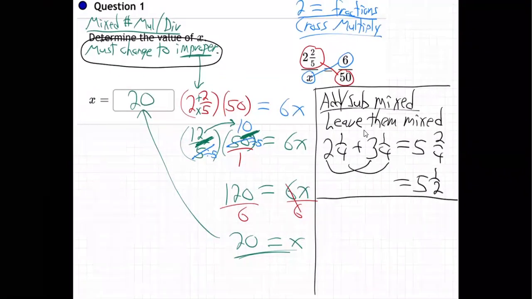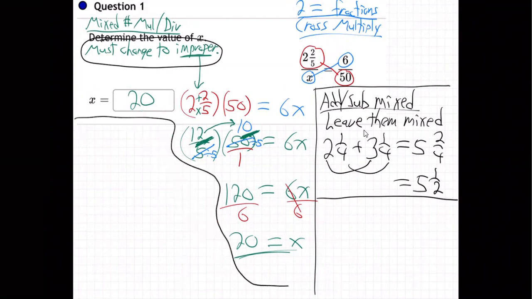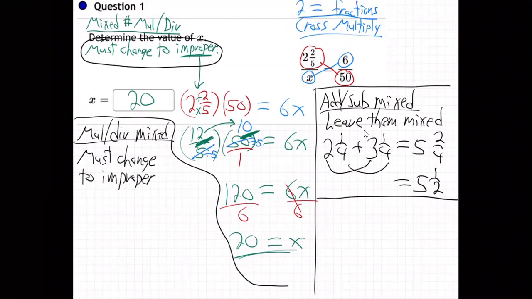But when we're multiplying and dividing, we don't leave them mixed, do we? Why not? So when you're multiplying or dividing mixed numbers, you must change to improper, right? We talked about that last time, but I didn't have time to answer why. Why do we have to change? Why can't we just do it the way we did adding and subtracting with mixed numbers and just leave them mixed?